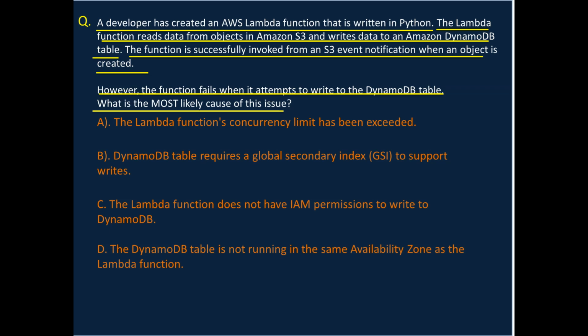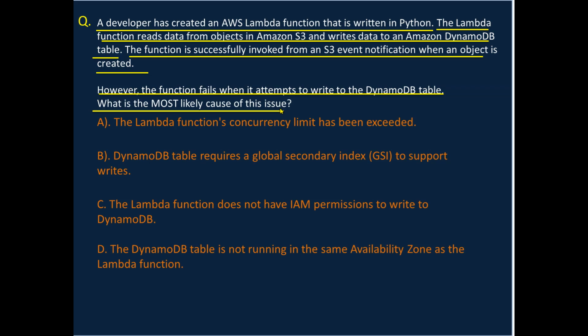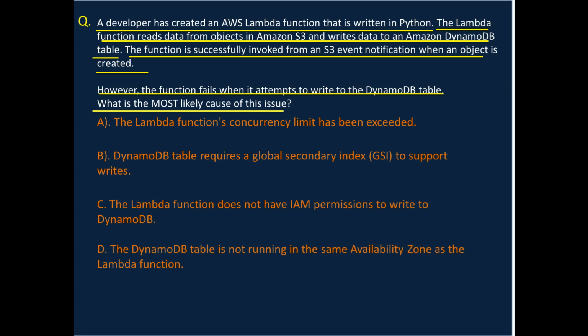So guys, I hope you understood that whenever you read a question, you need to start visualizing it. You need to draw a diagram and visualize what it's talking about. Otherwise, it becomes very clumsy and confusing. Now, the question was saying that Lambda is not able to write to DynamoDB. This is the concept. Now, what can be the issue? I'll give you 10 seconds to choose your answer, and then we'll see the right answer.